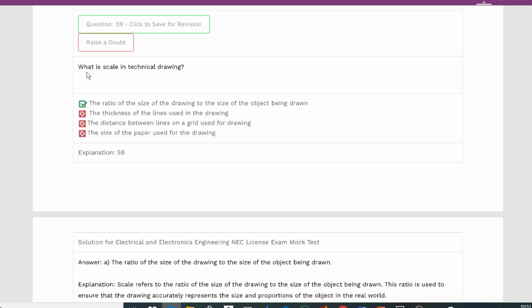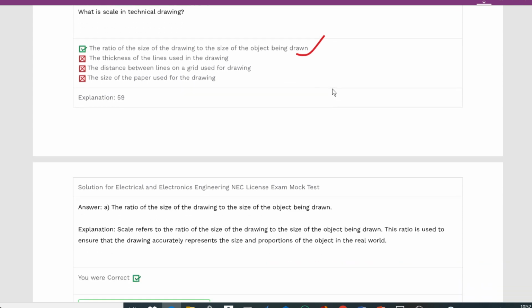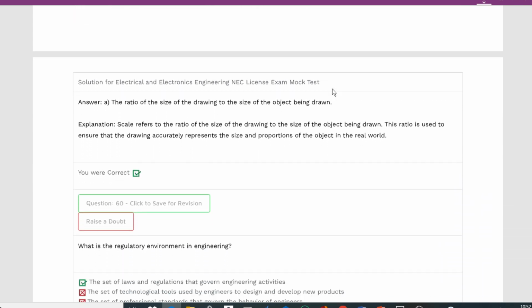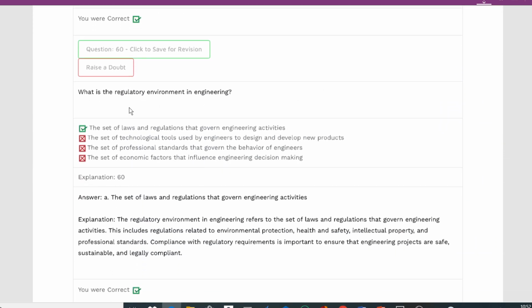Now this question is from engineering drawings. What is the scale in technical drawings? It is the ratio of the size of the drawing to the size of the object being drawn. So option A is correct here. Now what is the regulatory environment in engineering? This is the set of laws and regulations that govern engineering activities. Option A is correct here.